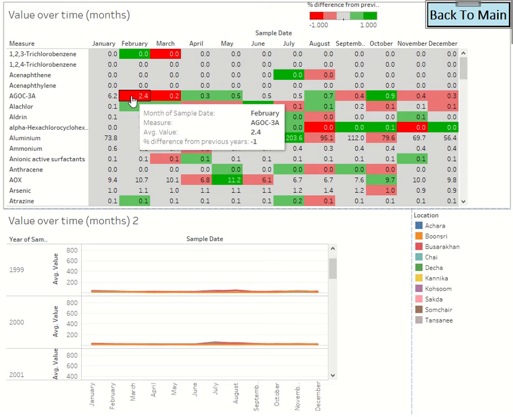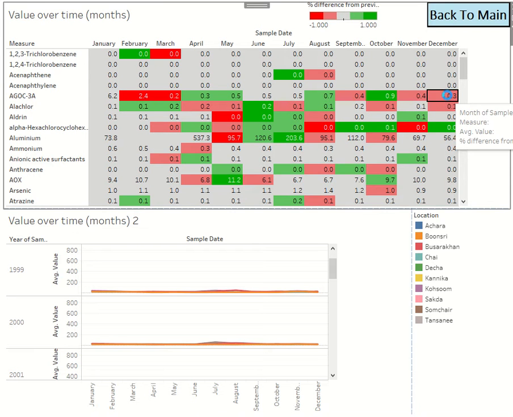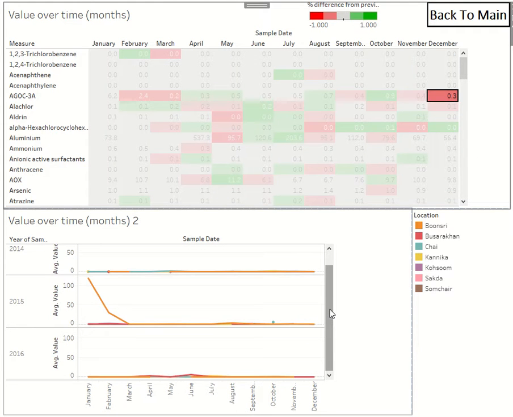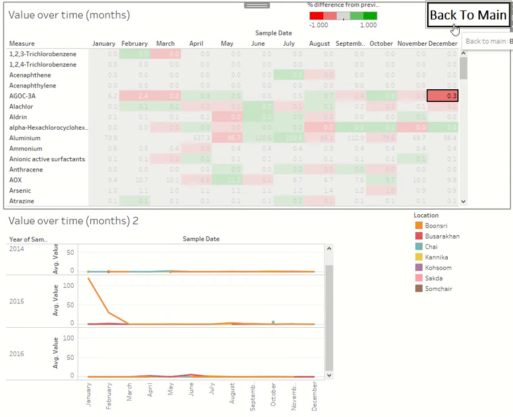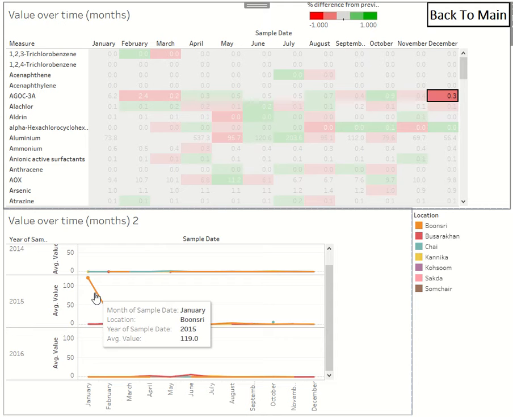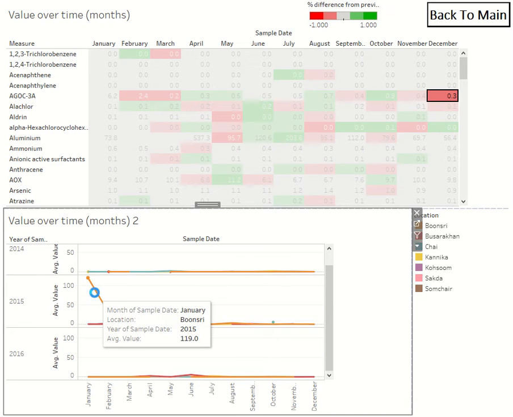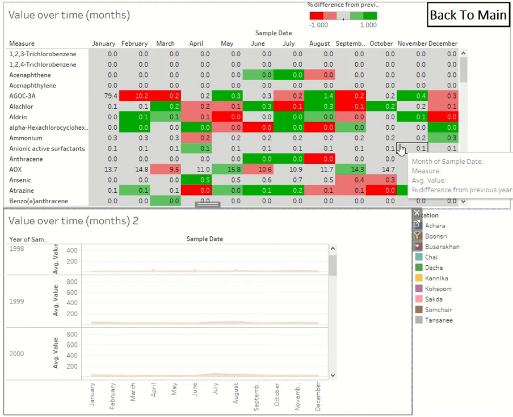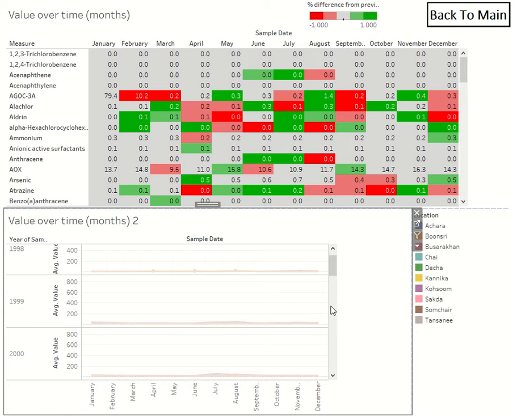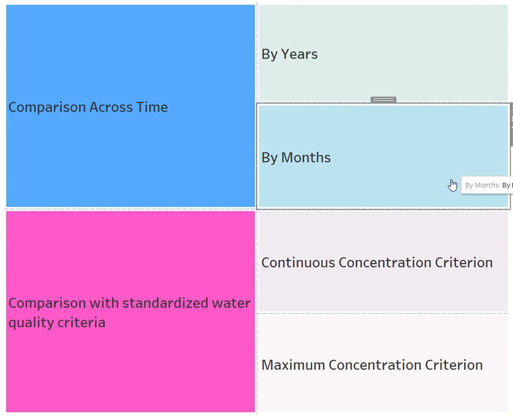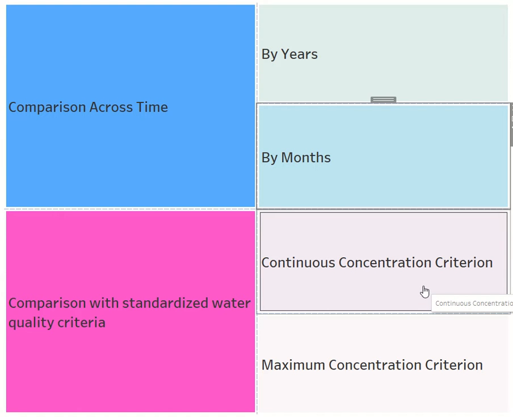If we click one of the measures, you can look deeper into it, in which the graph on the bottom shows how the measure has changed in different years across different months. Same thing as the by yearly change. If you click the location, the graph on the top changes to represent the location that you have selected. Now we will go back to main and take a look at the comparison with standardized water quality criteria.